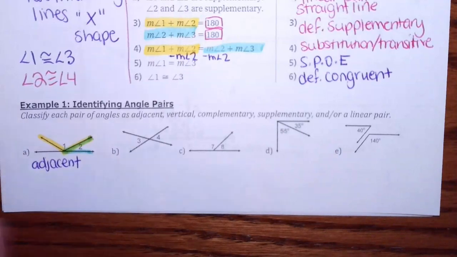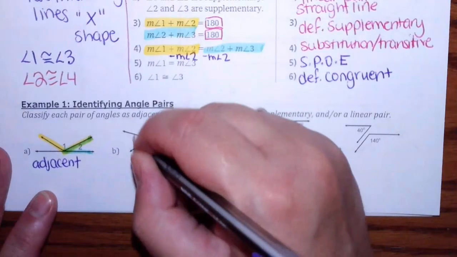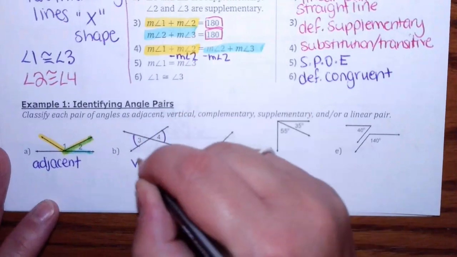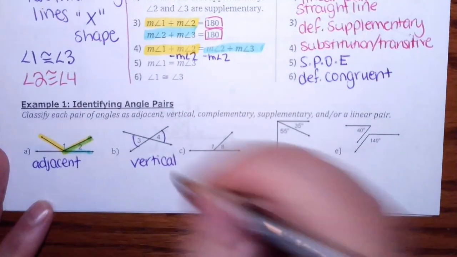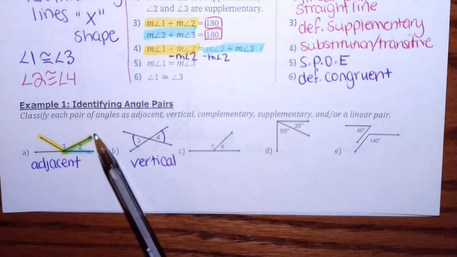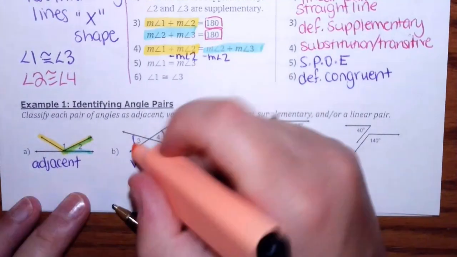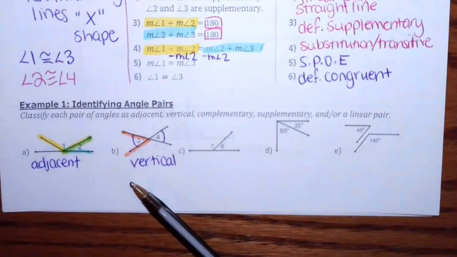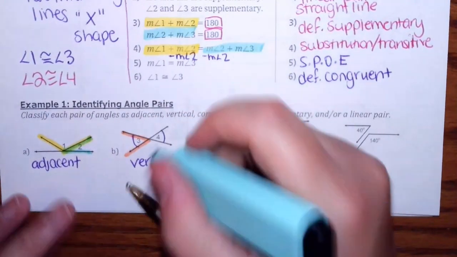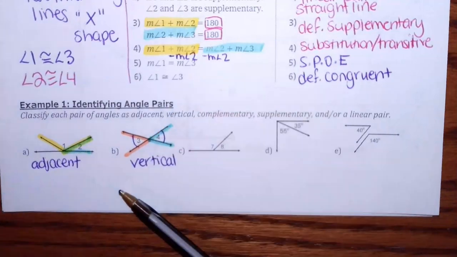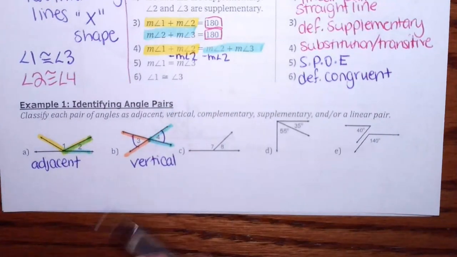Now, angle 3 here and angle 4, for sure, those are vertical angles. And again, they don't form a straight line. They don't share a ray. They're totally independent of each other. Here's angle 3. Here's angle 4. No ray in common. They're totally separate. They do form that X shape, so those are vertical. But other than that, I can't find any other category.